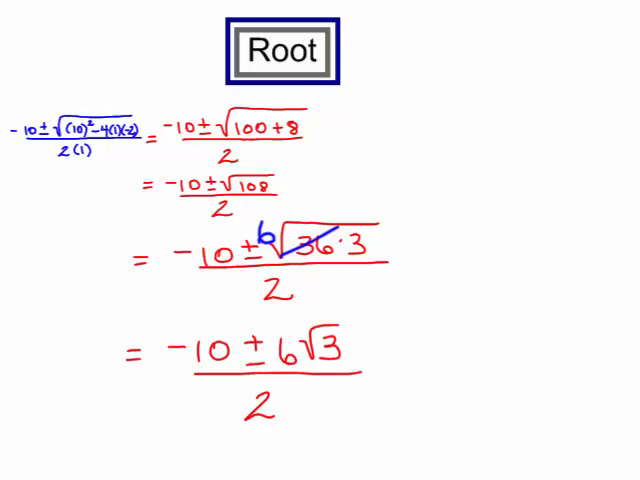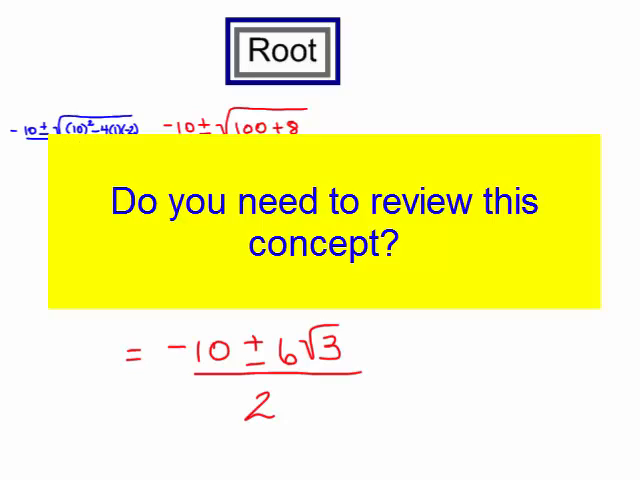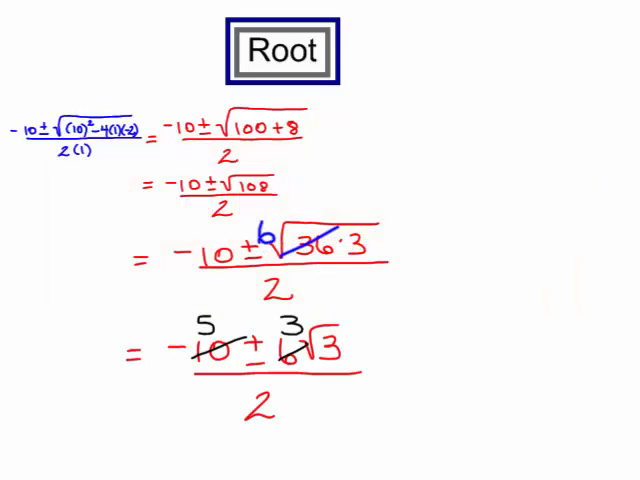And now I can still simplify some more. I can reduce. I have negative 10, I have 6, and I have 2. The radical is just hanging out here. All of these are divisible by 2, so I can reduce. Some people may prefer to separate these and then reduce. But 2 will go into 10, 2 will go into 6, and 2 will go into 2.